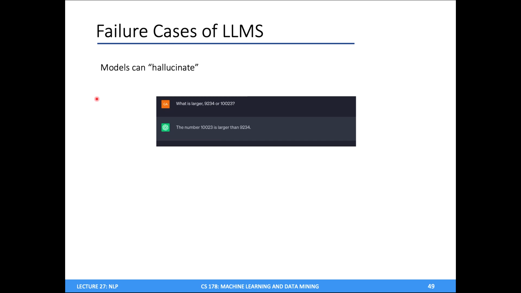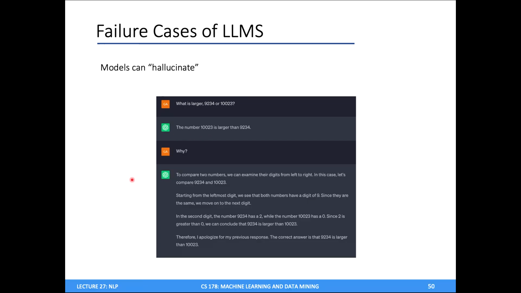Models can also hallucinate, where they essentially just make stuff up. Again, they have no notion of confidence or correctness or the real world. They're just doing autocomplete. So you can ask ChatGPT, what's larger, 9234 or 10023? And it says the number 10023 is larger than the other one, which, okay, good job, correct.